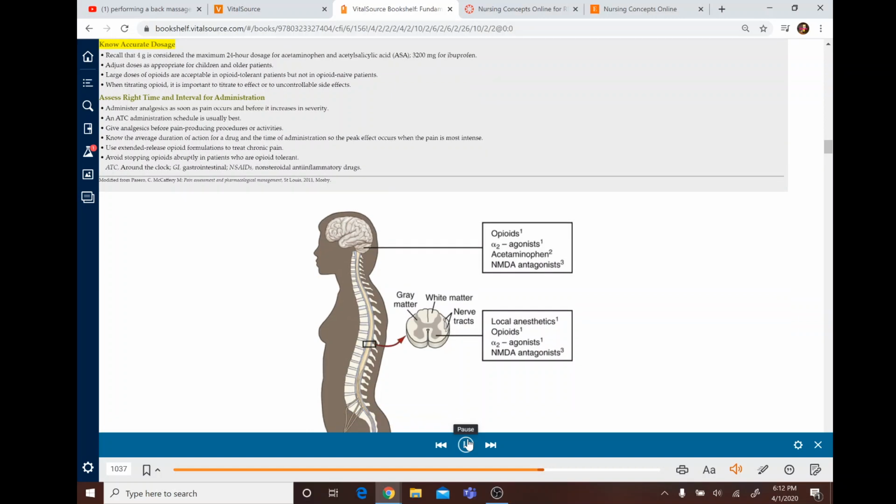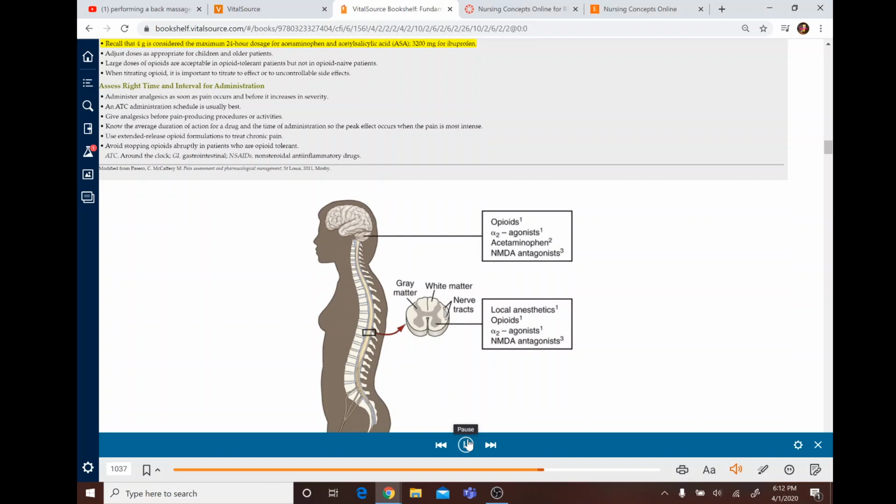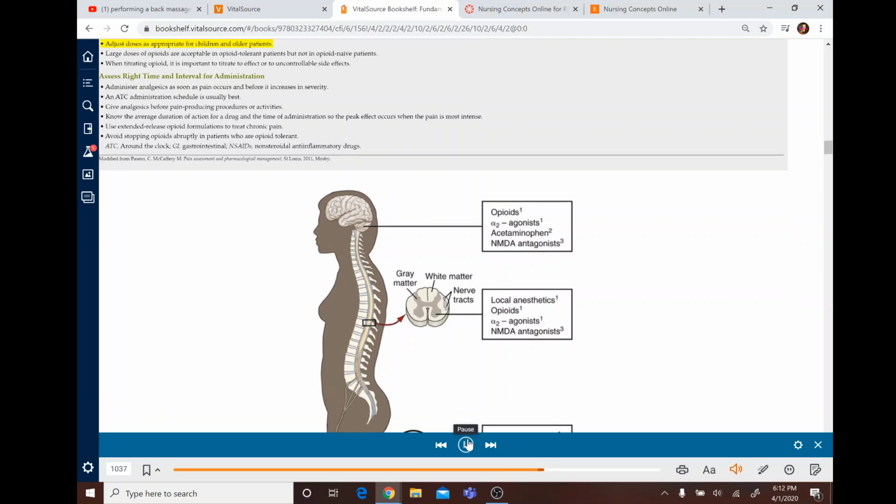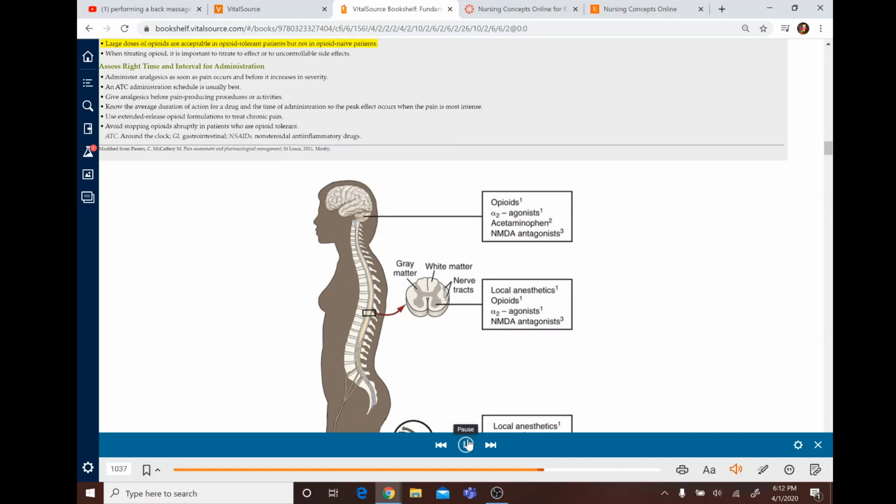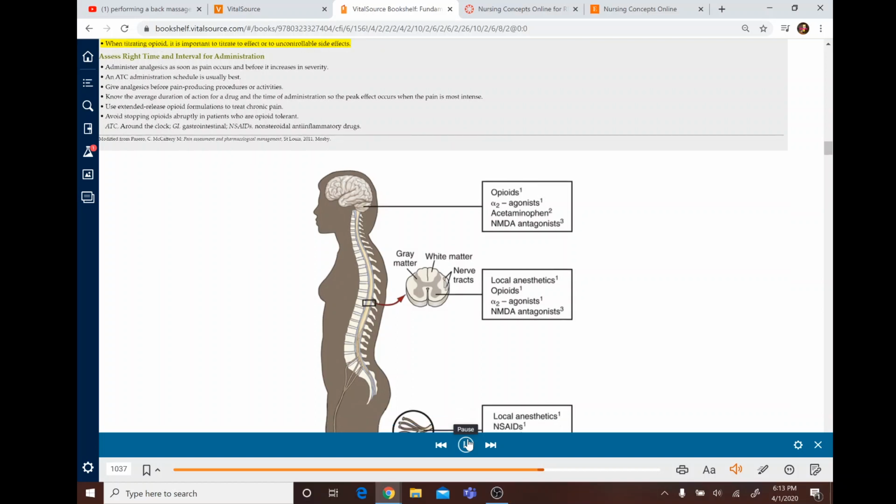Know accurate dosage. Recall that 4 g is considered the maximum 24-hour dosage for acetaminophen and acetylsalicylic acid, ASA, and 3,200 mg for ibuprofen. Adjust doses as appropriate for children and older patients. Large doses of opioids are acceptable in opioid-tolerant patients but not in opioid-naive patients. When titrating opioid, it is important to titrate to effect or to uncontrollable side effects.